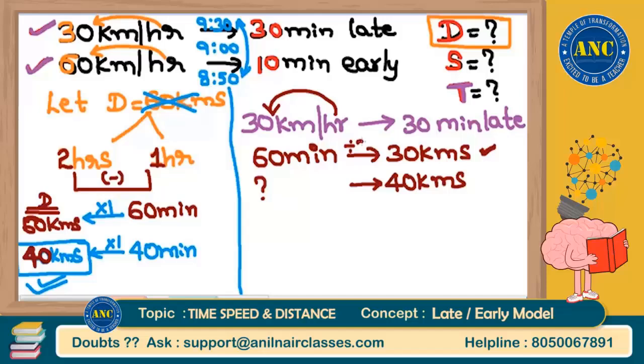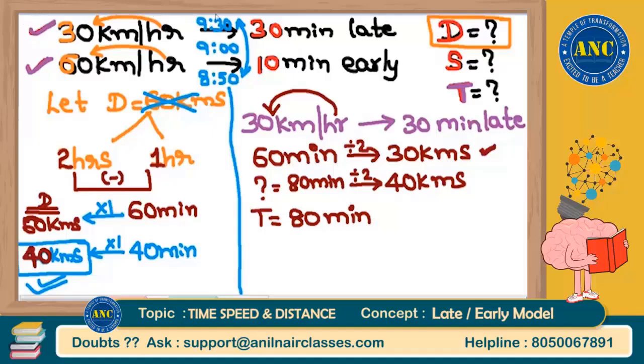60 divided by 2 is 30. Something divided by 2 should give me 40. That something is 80 minutes. 80 by 2 is only 40. That means time taken to reach the office is 80 minutes.